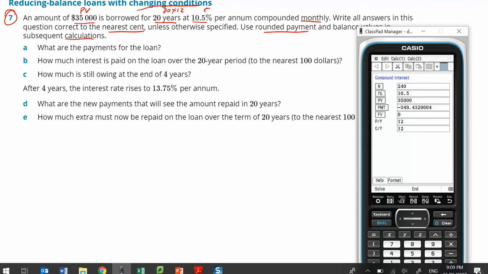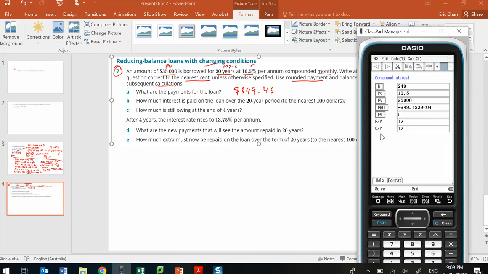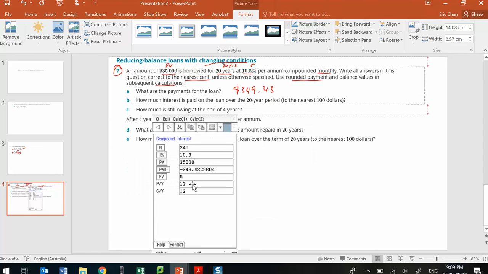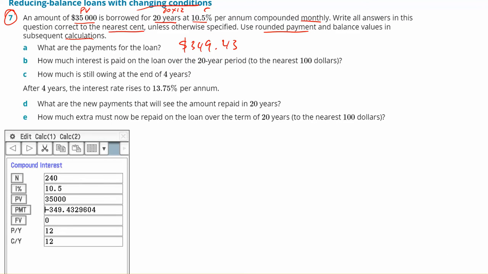349.43. Okay, so that's my first part. What I might do is screenshot this so you have a record of what's going on. So I've done the first part. I got my payment. It's 349.43.